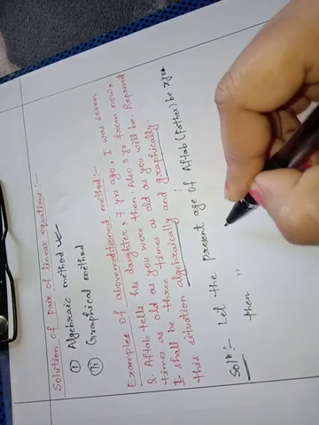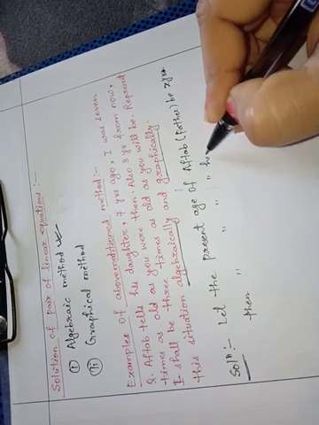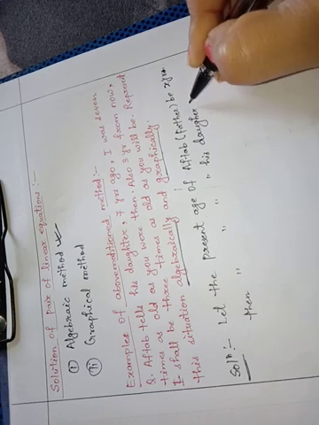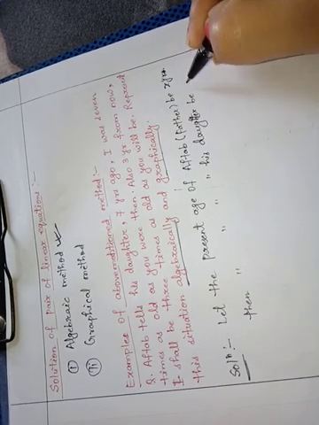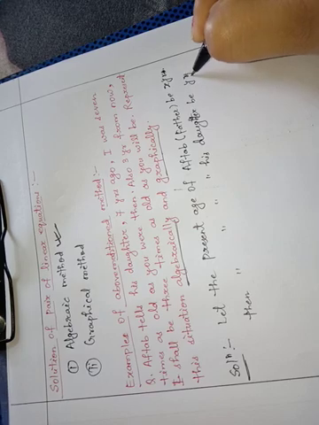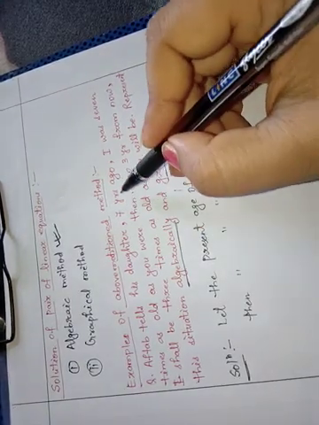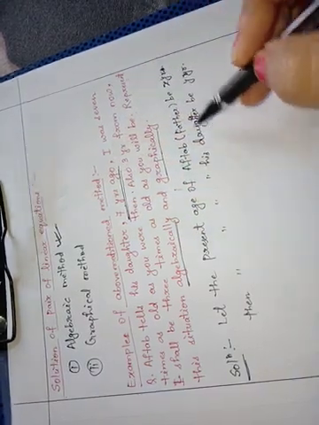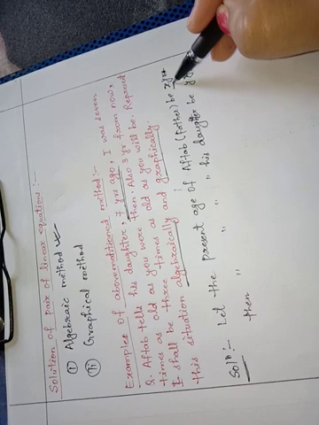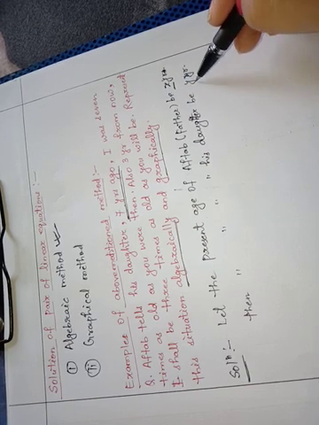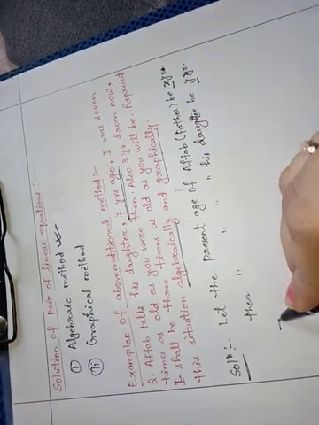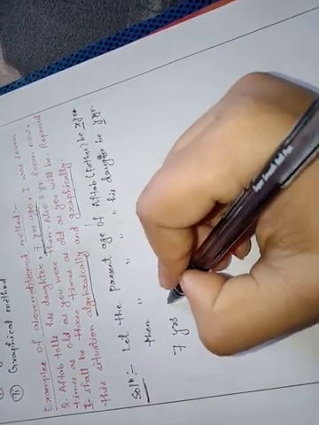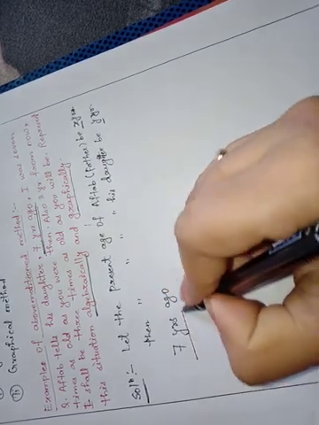Then the present age of his daughter be Y years. Okay, now the situation is this: 7 years ago. It means we will subtract 7 years from Aftab's age as well as the daughter's age. So the first situation is 7 years ago. Ago means before.